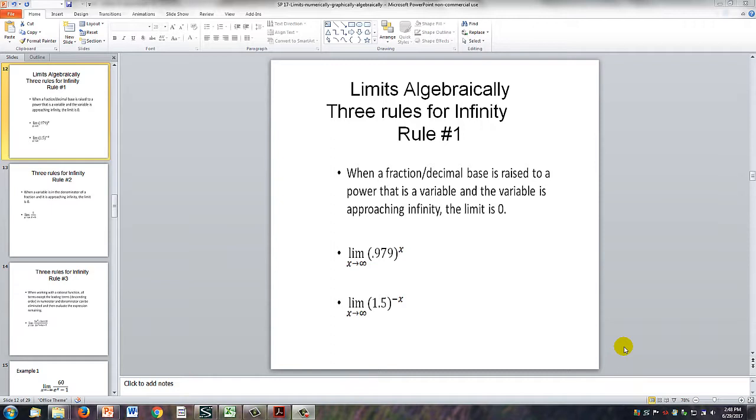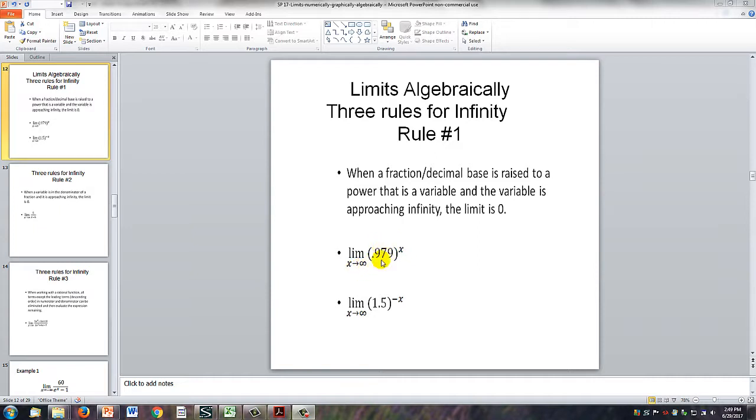Here are 3 rules for working with infinity. So when a function or decimal base is raised to a power that is a variable, and the variable is approaching infinity, the limit is 0. That's rule number 1. Let me explain. So here is the base, 0.979, and 0.979 is less than 1. So this is a fraction that's less than 1. And we are raising this fraction less than 1 to infinity because we want x to approach infinity.